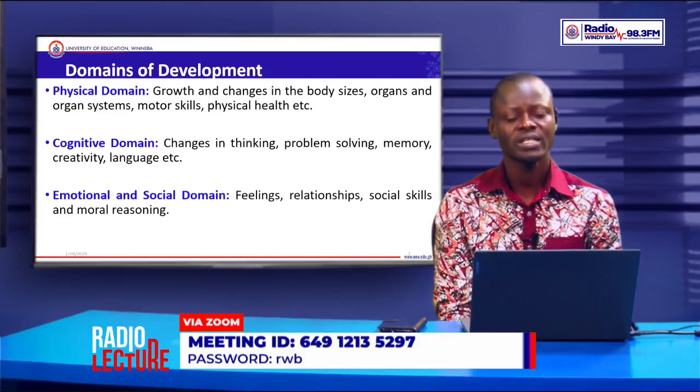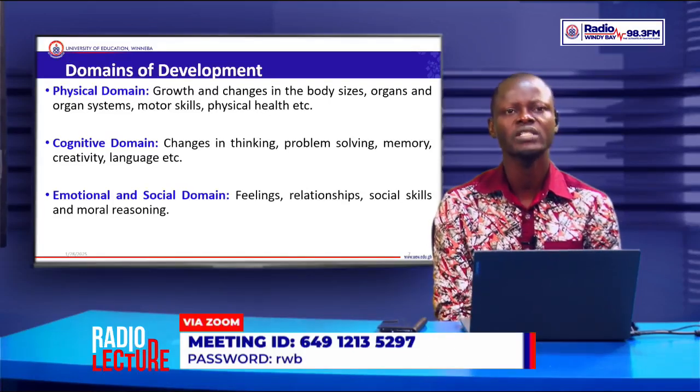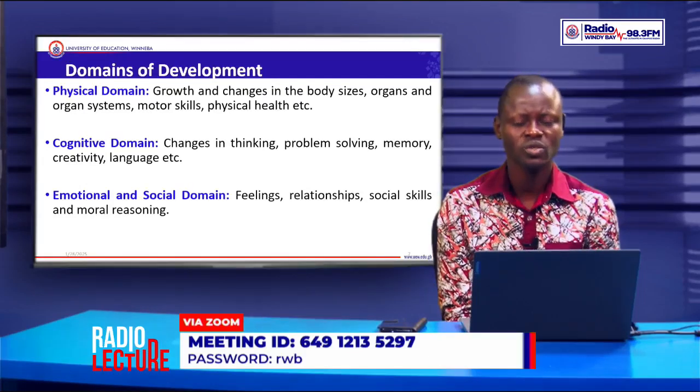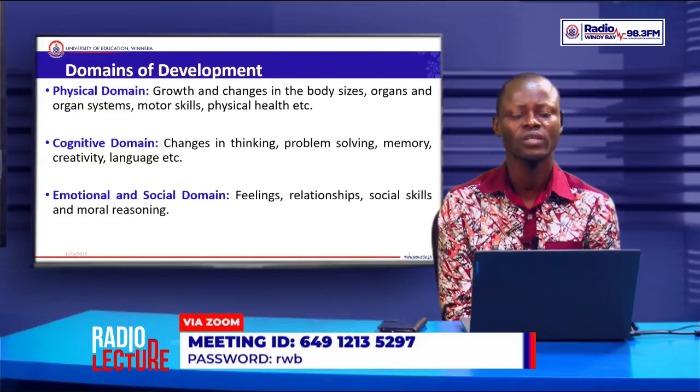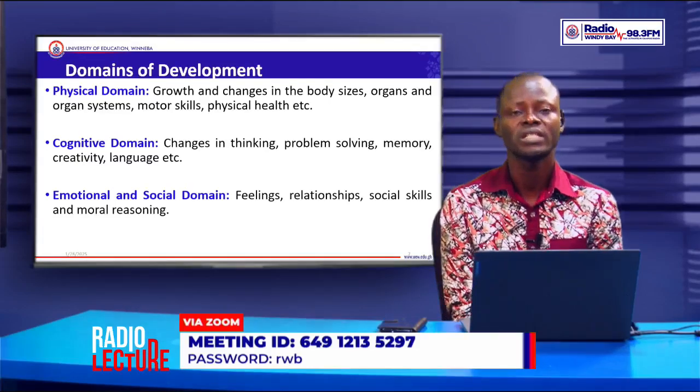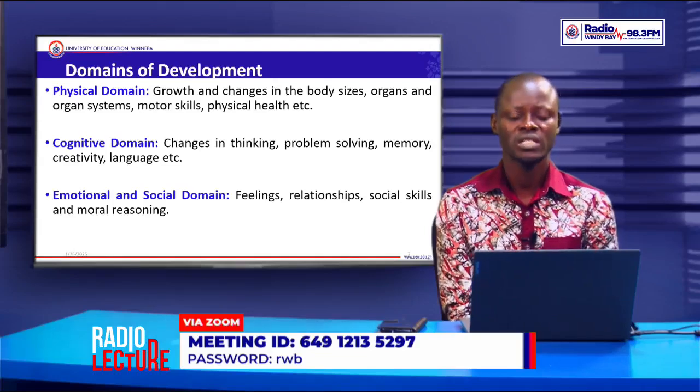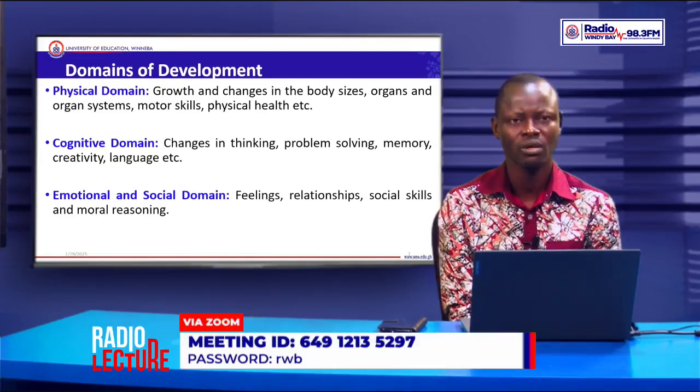The next domain of development is the emotional domain, and we want to combine the emotional and social. So the emotional and social domain is the third domain that I want to look at. This deals with the feelings that we have, the relationships that we establish with people, the social skills that we develop, and the moral reasoning of the individual.